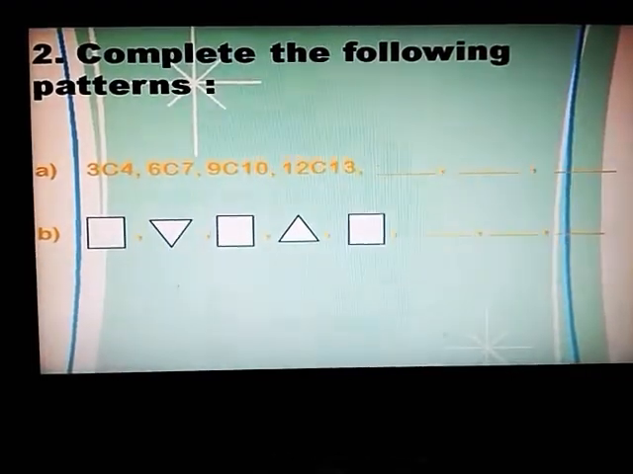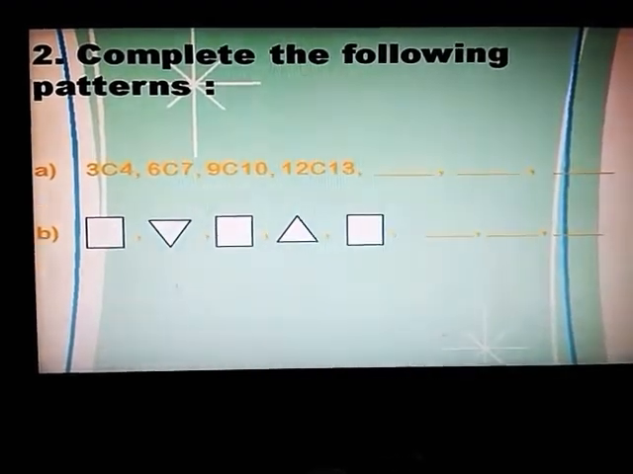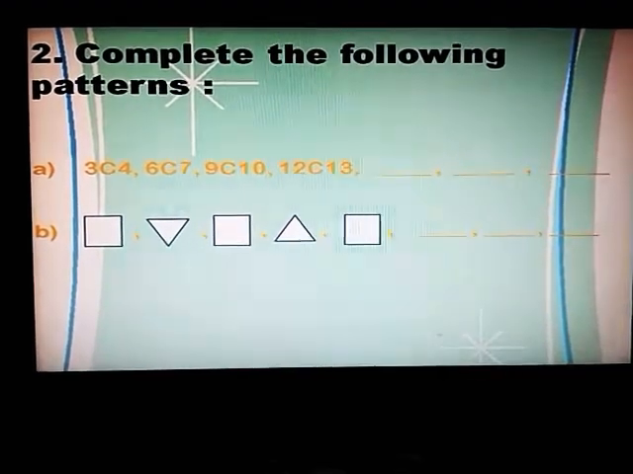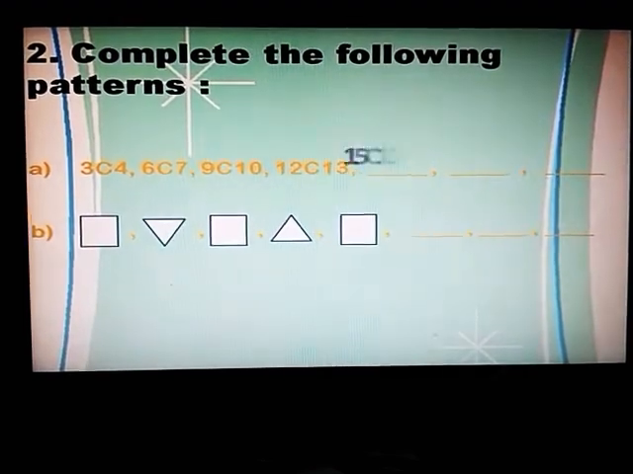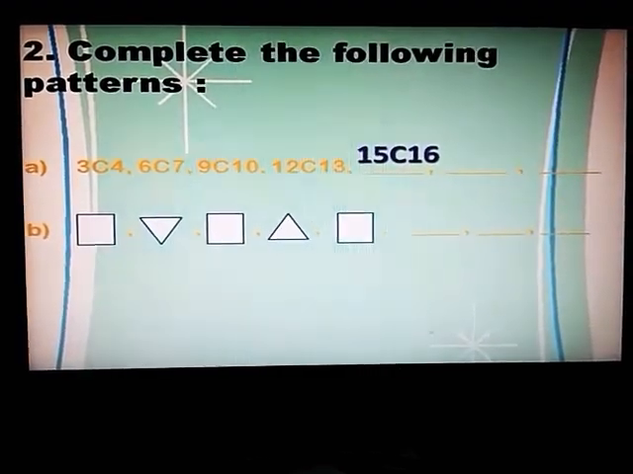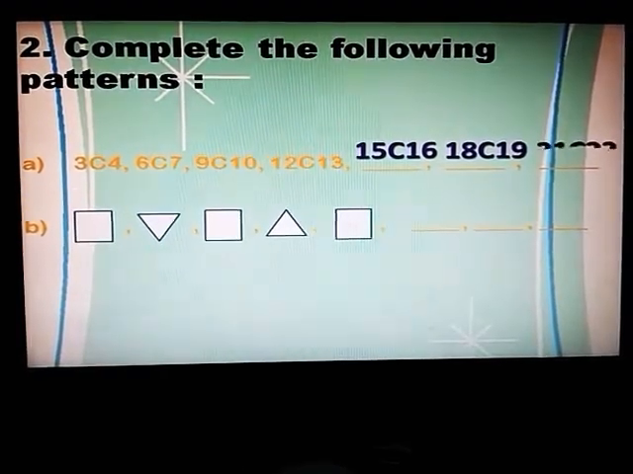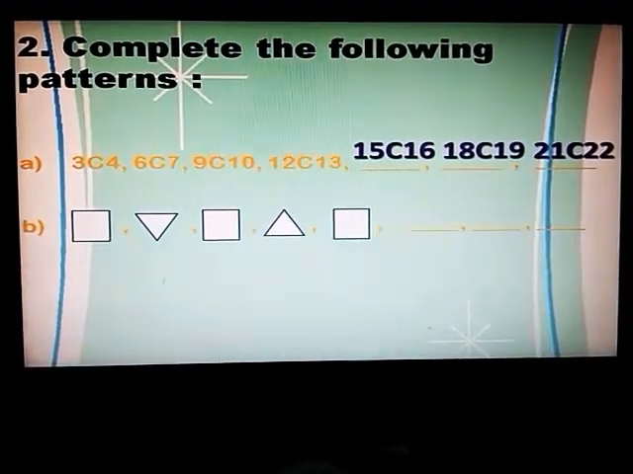Complete the following patterns. So you have 2 questions, A and B. A has 3C4, 6C7, 9C10 and 12C13. So the next pattern is 15C16. And then next is 18C19. And then last is 21C22. Okay. Question number A is complete.